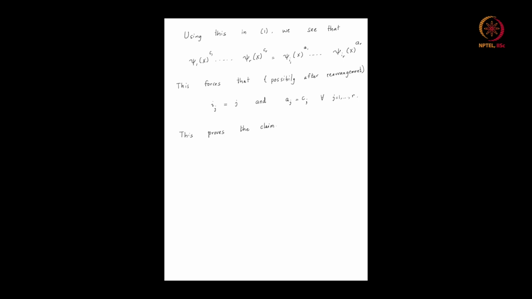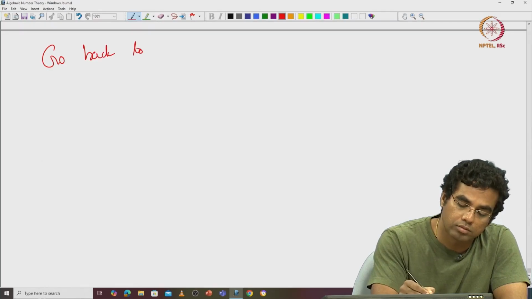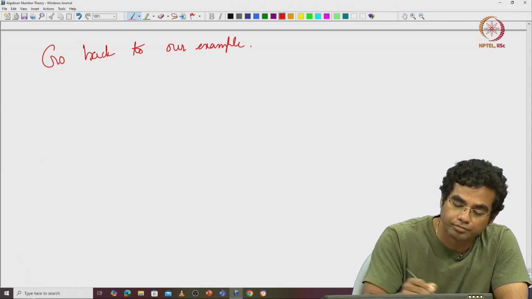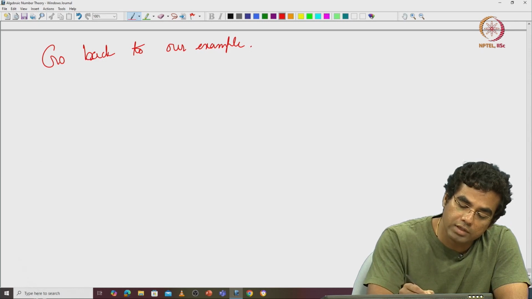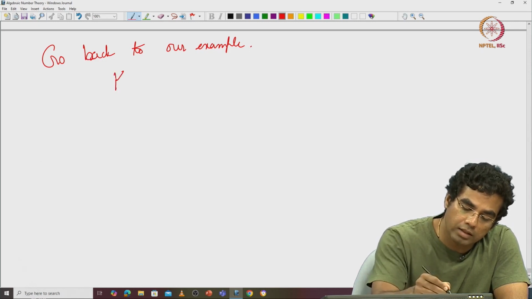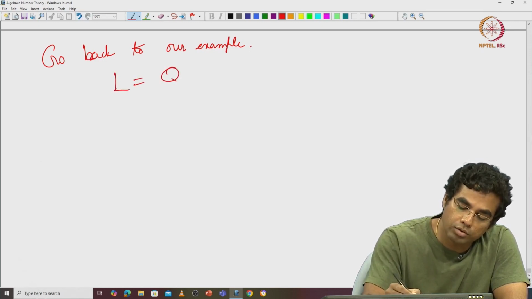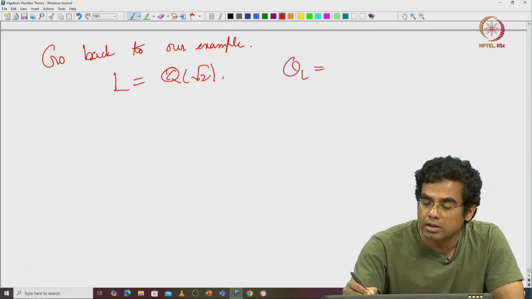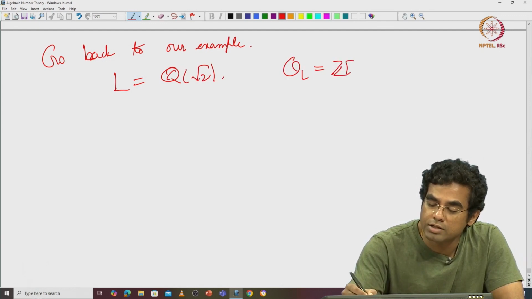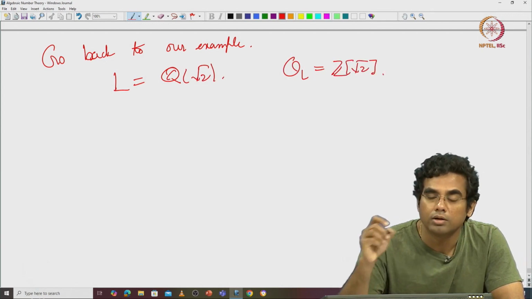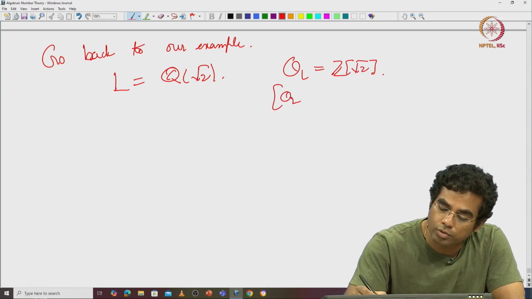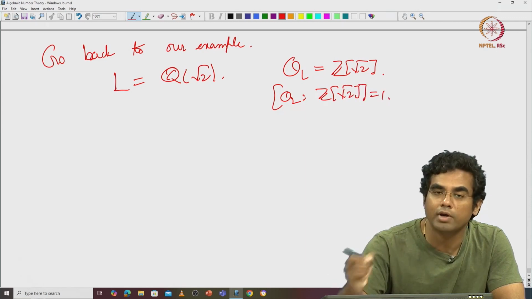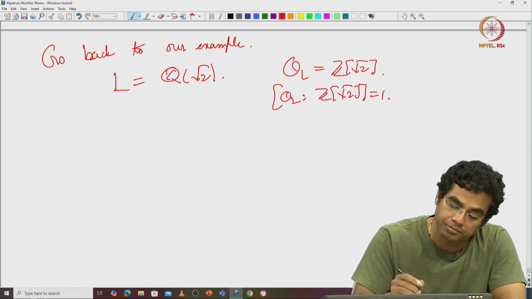So, go back to our example. What do we have in this case? We have L is equal to Q(√2). Not only that, we have O_L is equal to Z[√2], right. And so, the index of Z[√2] in O_L is actually 1. So, we are not excluding any primes.